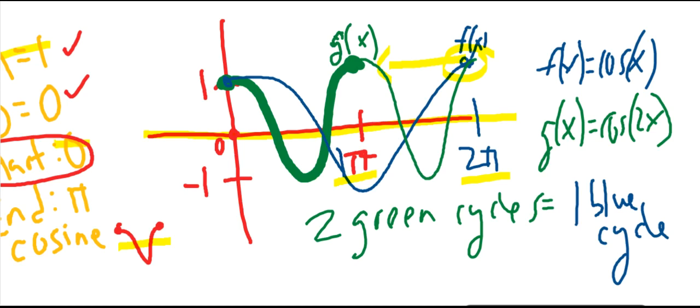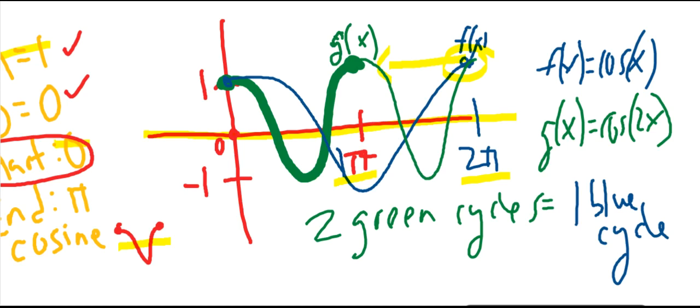That's how you're basically squeezing the graph. You're squeezing the same exact graph, but in a smaller space. The parent function takes up 2 pi, but now this one is going to be only 1 pi. Okay, so that's pretty much what's going on.